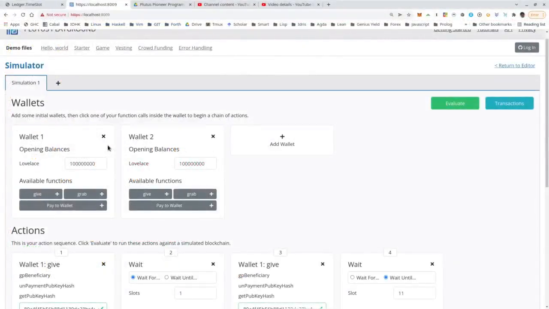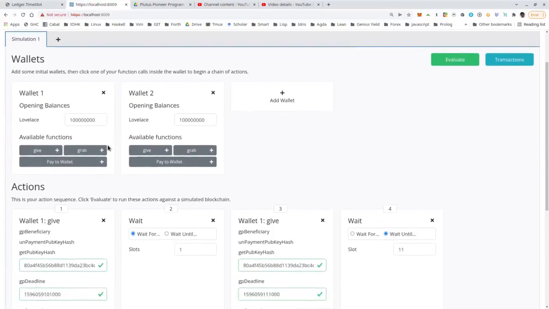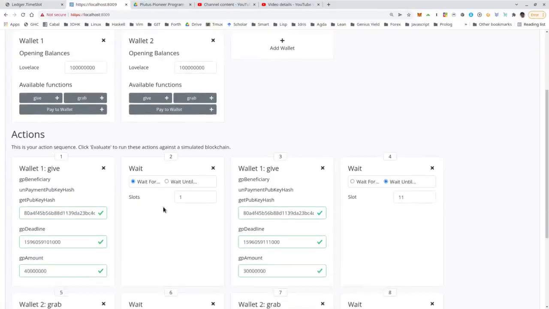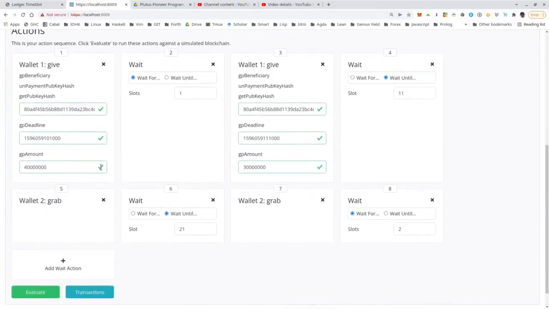Let's briefly see what this looks like in the playground. So again, I copied my solution and compiled and set up a scenario. So two wallets. Wallet 1 gives to wallet 2. This here is slot 10, so the deadline is slot 10, 40 ADA. Then we wait for one slot, then wallet 1 gives again to wallet 2, but now with the deadline of 20. So this here corresponds to slot 20, 30 ADA.